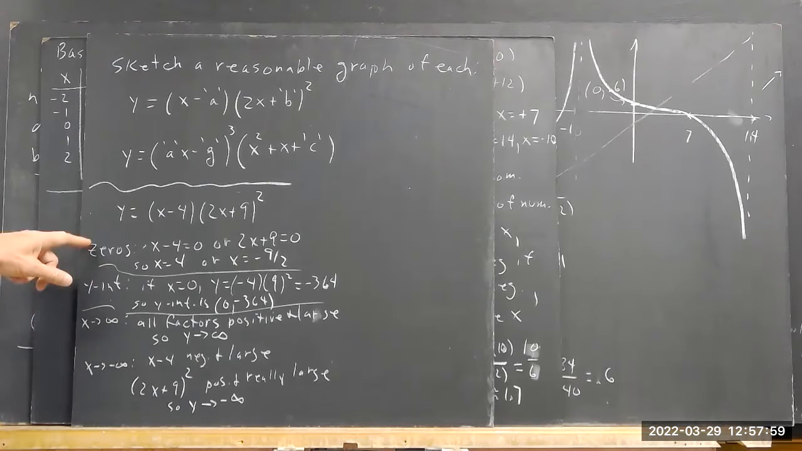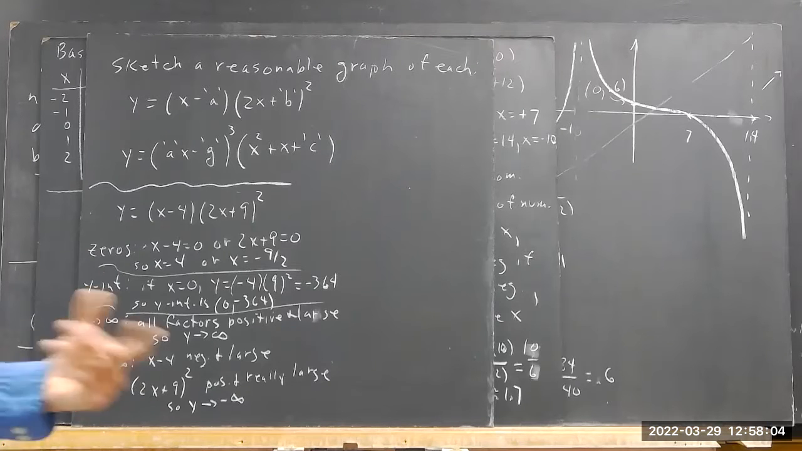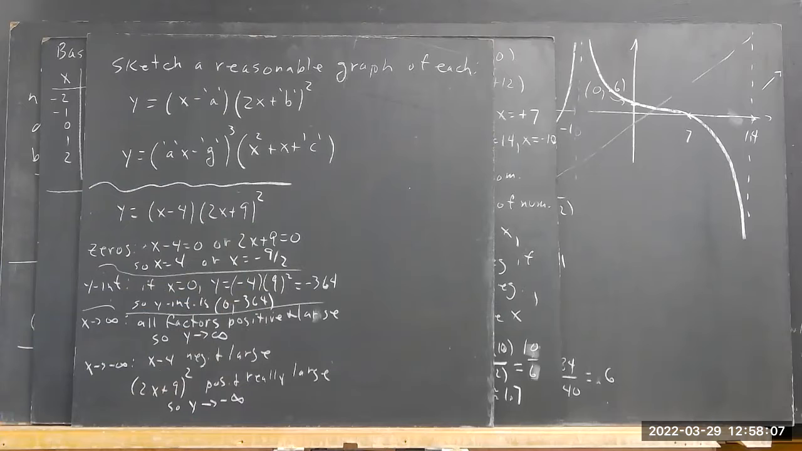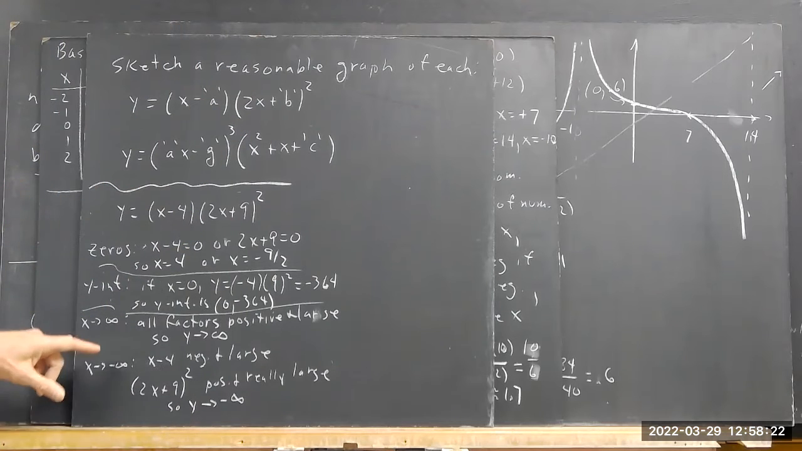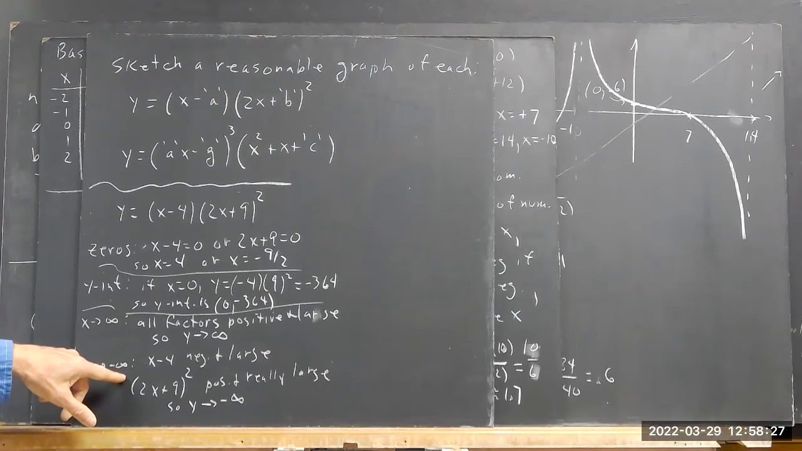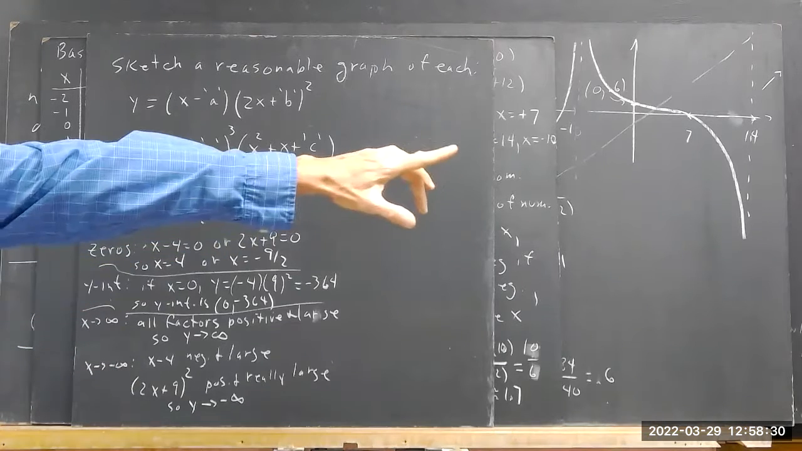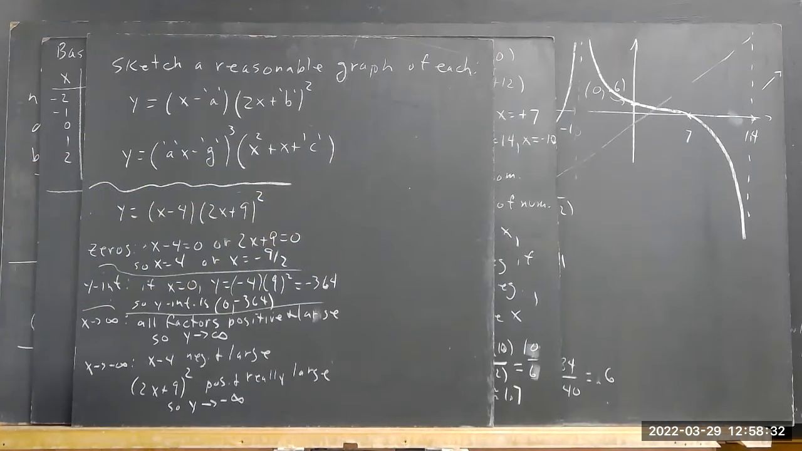That's your reasoning. You always ask 4 questions on a polynomial. What are the zeros? What's the y-intercept? What happens as x gets really large? What happens as y gets really large, whether positive or negative? Say it right. As x gets really large in the positive sense, or x gets really large in the negative sense. In other words, x goes toward infinity, as x goes toward negative infinity. What happens? You can always reason it out.